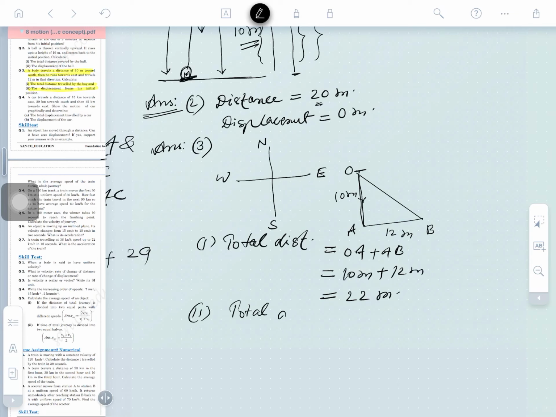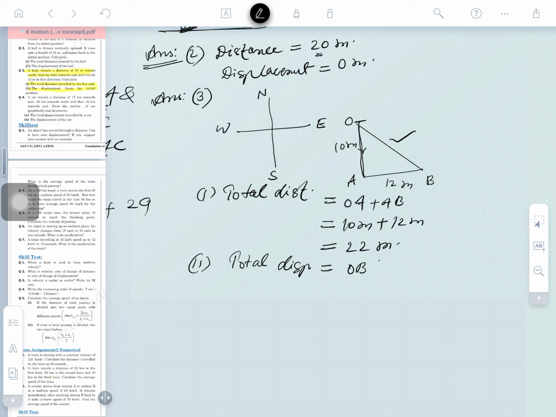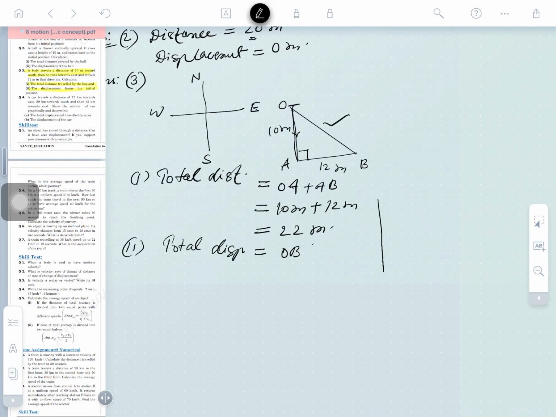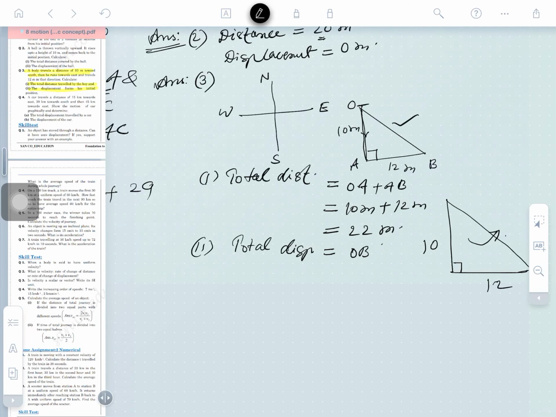Total displacement. What is total displacement? This is to be found out here. OB it is. Now how can you find OB? You may see a typical triangle appearing here, and there is one vertical side. These two sides have been given, 10 and 12, at 90 degree. We need to find the diagonal, the third side. So how can we find this? By the Pythagorean theorem.